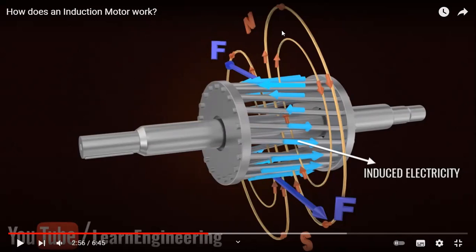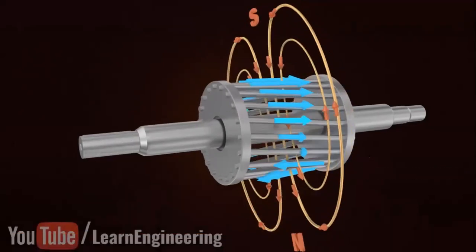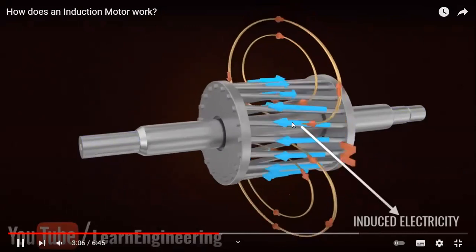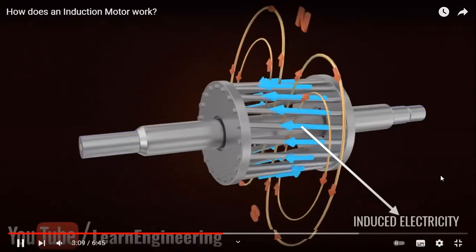When the current is flowing into the rotor, the Lorentz force law is applied, and according to the Lorentz law, a force is applied to the rotor and the rotor starts moving. You can clearly see the rotor is rotating. That's why the motor is called an induction motor. We did not supply the electricity, but due to the induction, it is rotating, due to electromagnetic induction.